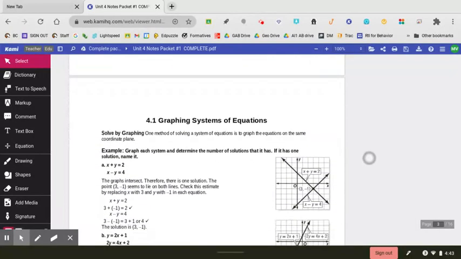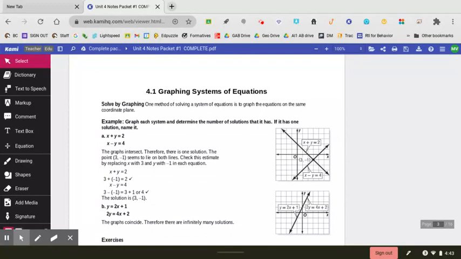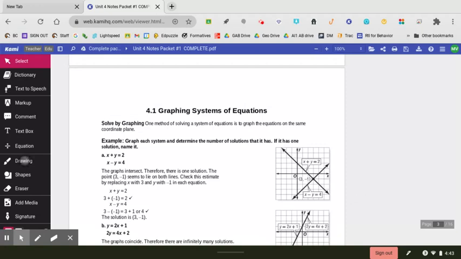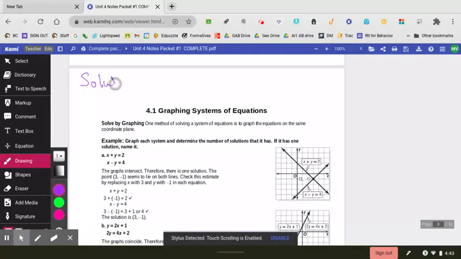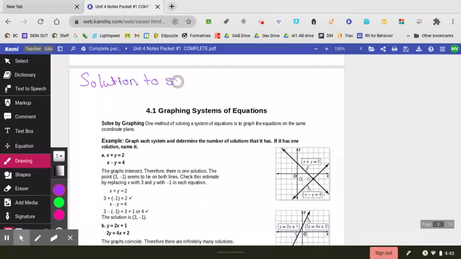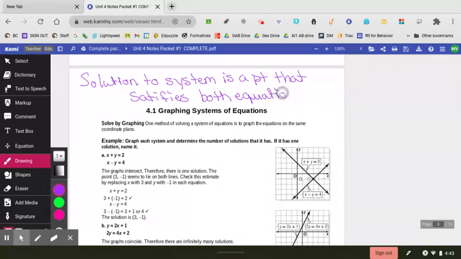So today's lesson is on graphing systems of equations. The first thing I want to mention up here is that a solution to a system is a point that satisfies both equations, because the systems we're going to talk about only have 2 equations. So when I'm solving a system graphically, that's one method of solving a system, you graph the equations on the same coordinate plane. And then after we graph them, we look for the intersection, because the intersection is the solution.